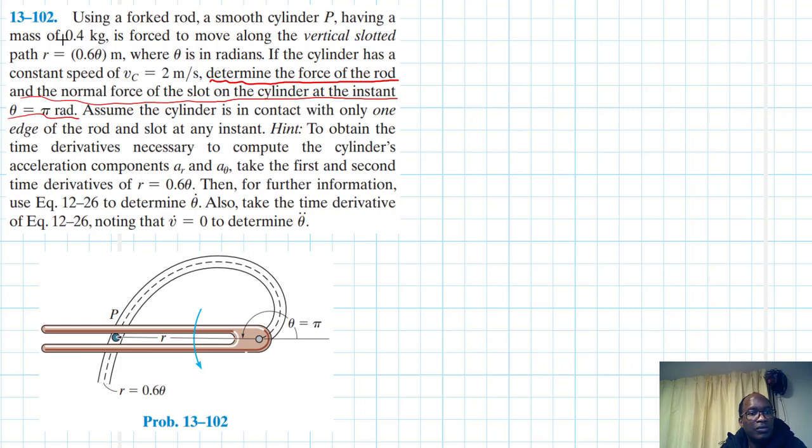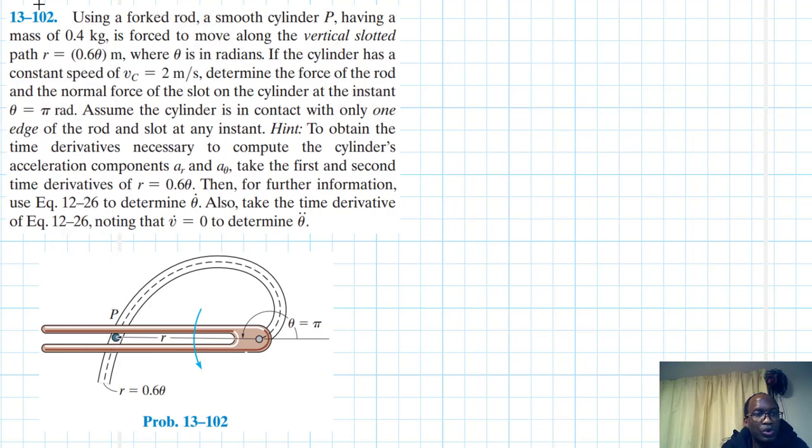of the smooth cylinder, and by smooth it means there is not going to be any friction. We don't expect any friction between this slotted path and the cylinder, and it's a vertical slotted path, therefore we are dealing with the vertical plane. Okay, all right, let's draw the free body diagram.